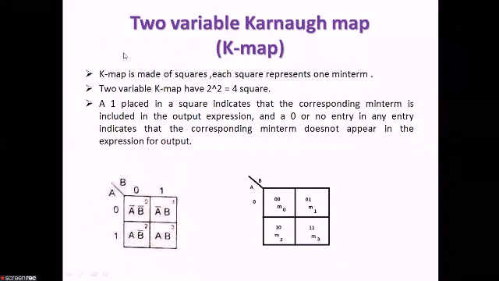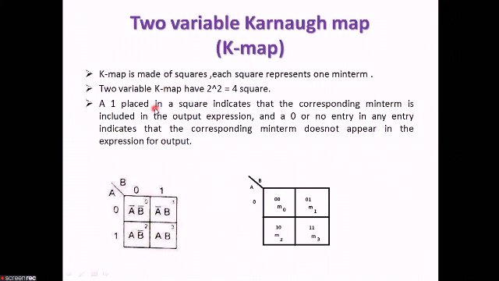Now this K-map is made up of squares. Each square represents one min term. A 2 variable K-map has 2 to the power 2, that is 4 squares. These are the 4 squares, 1, 2, 3 and 4, and each square represents one min term. The min terms are represented like this: min term 0, min term 1, min term 2 and min term 3.